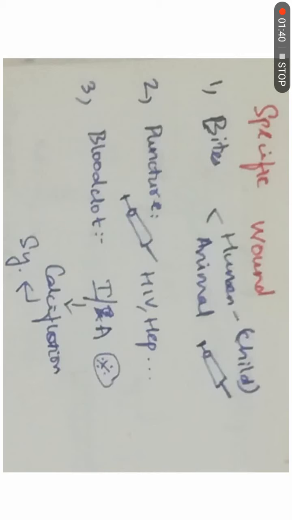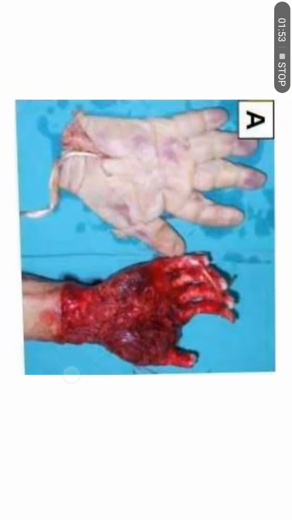And blood clot can also be associated with the wound. So whenever there's a blood clot, make sure you incise it and aspirate it as soon as possible. Otherwise, in the long run, it is going to cause calcification, which might require surgery.